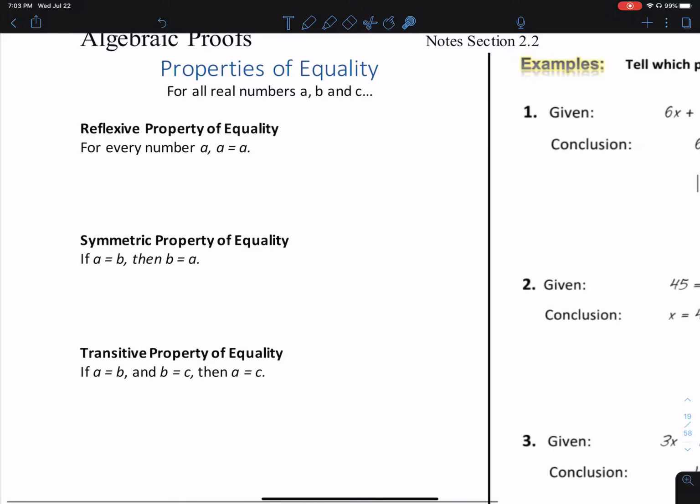For example, the reflexive property of equality. And yes, you need to memorize this. This is important. For every number a, a is equal to itself. Example, guess what 3 is equal to? 3. That may seem funny or ridiculous, but it is a really important property.